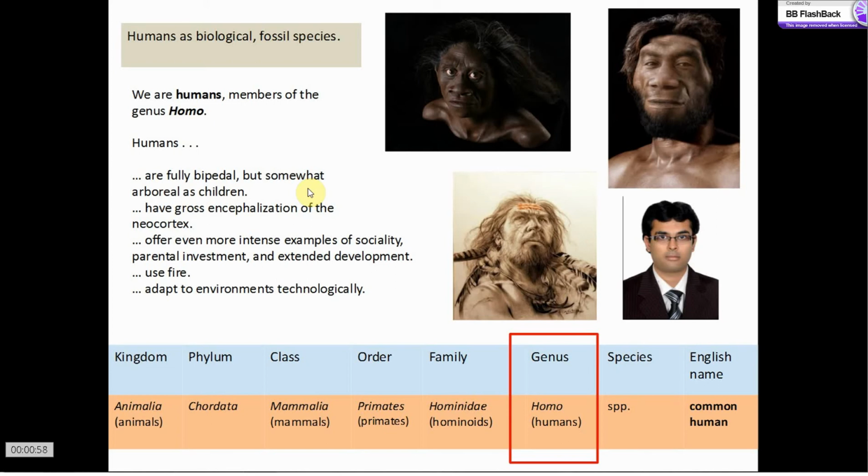Humans use fire. Maybe not all humans. Fire's a sketchy one. It's hard to tell when we started using fire. But certainly, all late humans used fire. Fire has certainly played a role in our evolution. Gets back to that teeth thing. Why do humans tend to have smaller teeth than other apes? And we all adapt to our environments technologically. That is, humans use tools and we build things.